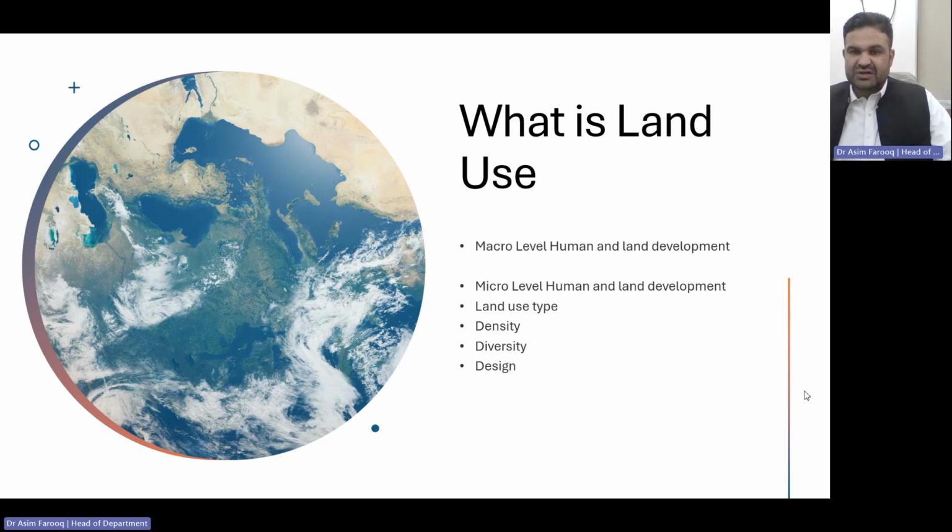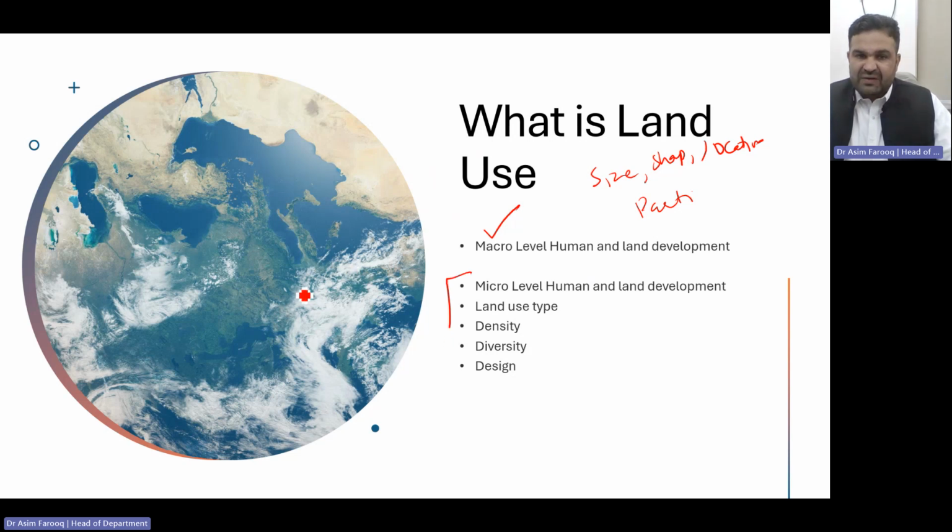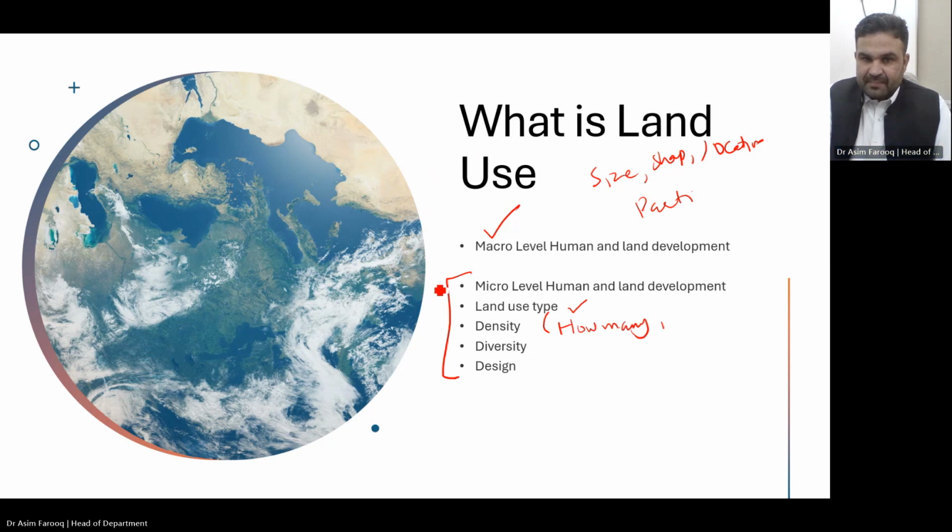First of all, at the macro level, we are trying to understand the size, shape, and location of any particular area. Then we have the micro level concept, where we try to understand the different land use types, such as residential, recreational, commercial, industrial. And then we try to understand density, or intensity of use. For example, we need to allocate how many people per unit area.